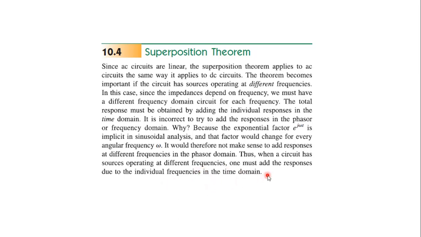We will find the response in the phasor domain, convert it back into the time domain, and have that response. Similarly, find it for the other source also, then add up these two responses in the time domain. Only in the time domain can we see the particular frequency. In the phasor domain it is considered that the frequency is constant, so we cannot add them directly in the frequency domain.